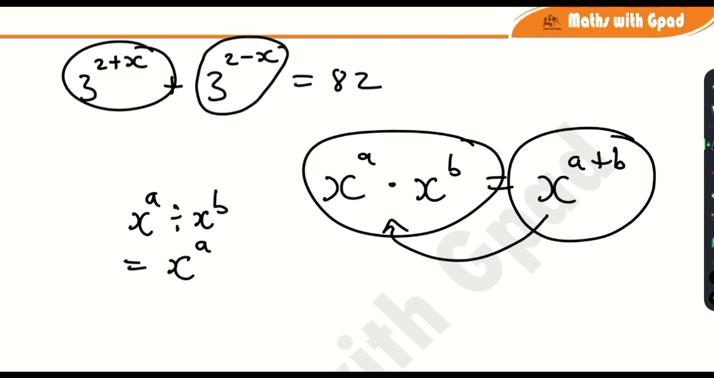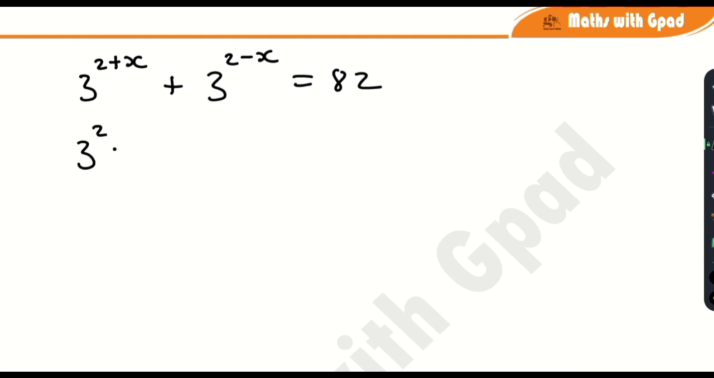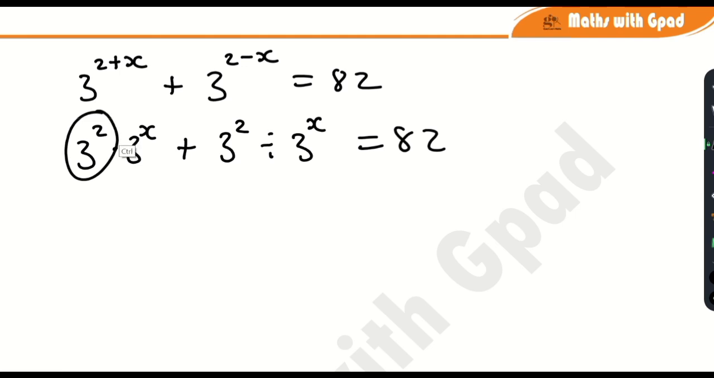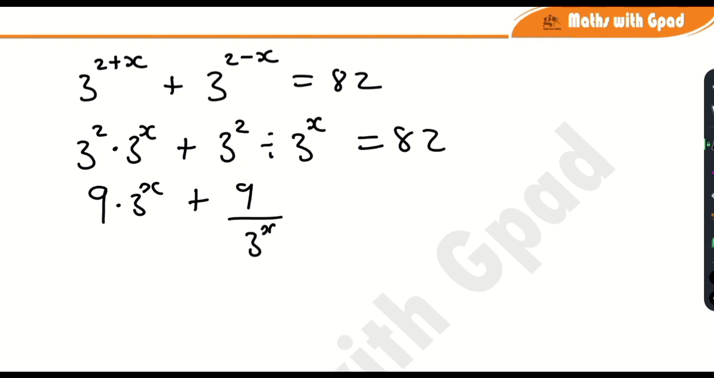So let's get started. Now it's going to be 3 raised to the power of 2 times 3 raised to the power x, then plus 3 raised to the power 2 divided, like I explained earlier, by 3 raised to the power x. If you apply the law of indices, here you have 2 minus x, here you have 2 plus x. Now this is equal to 82. The next thing I will do, what is 3 raised to the power 2? It is 9. So I will write 9 times 3 raised to the power x plus 9 over 3 raised to the power x, and this is equal to 82.